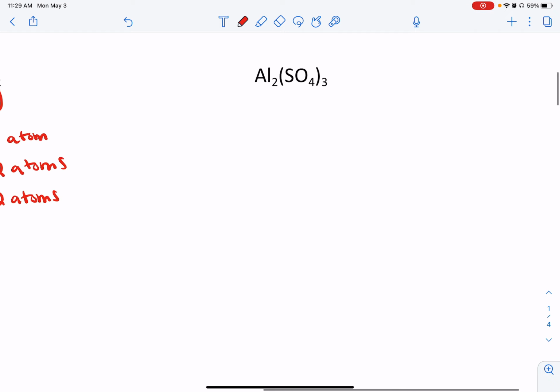Now making this just slightly more complicated here. Here we're distributing again. We have that 3 outside the parentheses, so we're going to distribute it. Now looking at this piece by piece, this is aluminum, Al. The l is lowercase. That's not an I, it's an L. And so we know this is 1 element, and there's going to be 2 atoms.